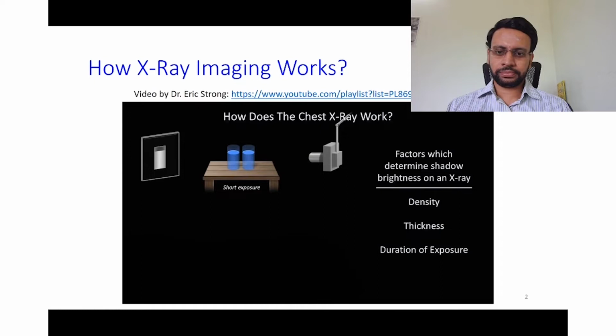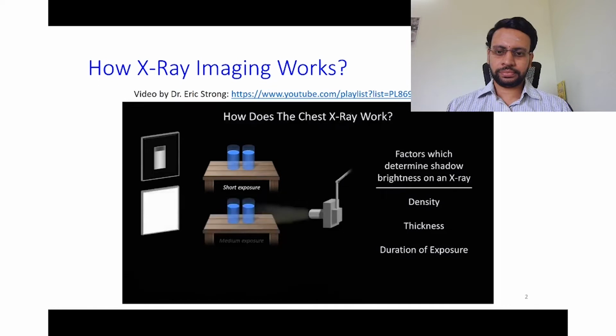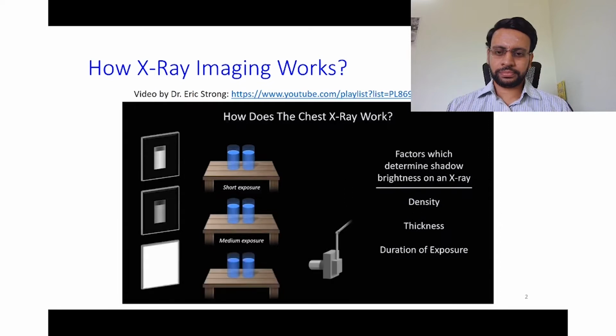where the glass's shadow was cast is relatively underexposed, and thus is relatively bright. If I use a medium exposure, the film behind the glass will receive more X-rays, and thus the glass appears a little darker. Finally, if I use a very long exposure, even though the glasses of water are in the way, there is enough time for many X-rays to pass through, so the glasses appear fairly dark on the film.